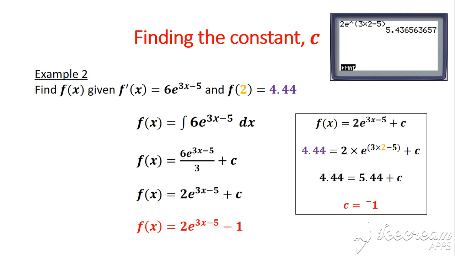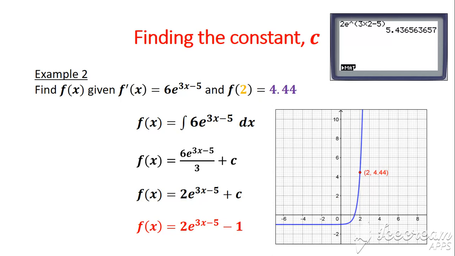So we'll go back to the original function and say this is our function, 2 times e to the power of 3x minus 5, take 1. Once again, having a quick peek at the function, we can see this is it here, the exponential function, and indeed it passes through the x value of 2 and having a function value of 4.44.